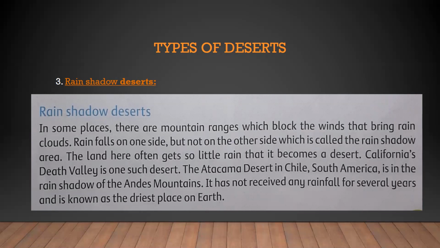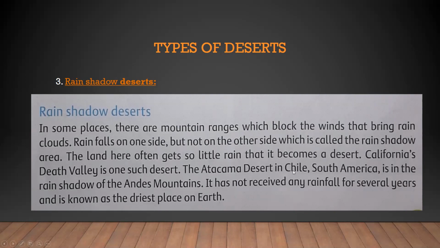In this case, rain only falls in that area which is having the clouds, and when these clouds cannot cross this area due to the high mountains, the area which is on the other side of the mountains gets no rain. This area is called rain shadow area. Rain falls only on one side but not on the other side, which is called the rain shadow area. The land here often gets so little rain that it becomes a desert. The example is California's Death Valley, one such desert.